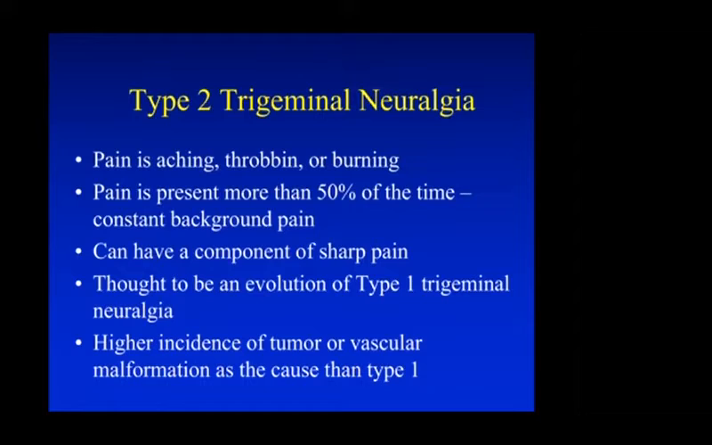Type 2 trigeminal neuralgia is thought by myself and others to potentially be an evolution of type 1 trigeminal neuralgia. So type 2 trigeminal neuralgia is a patient that maybe has had trigeminal neuralgia for many years. I've had this pain for 7 to 10 years. When it first started, it was electrical shocks that came and went. And then after 5 years, it changed and gradually became more of a constant achy pain. So that's how type 1 pain can become type 2 pain. Type 2 trigeminal neuralgia also seems to have a higher incidence of tumors as a cause than type 1 trigeminal neuralgia.